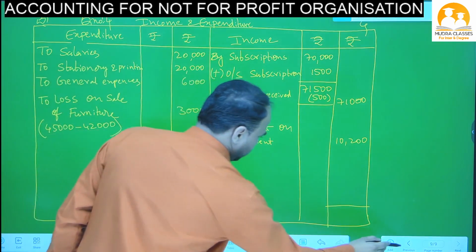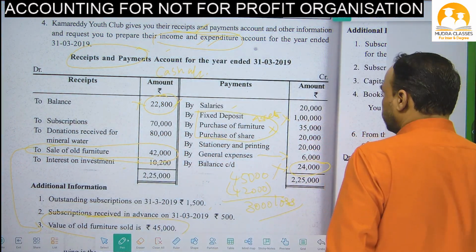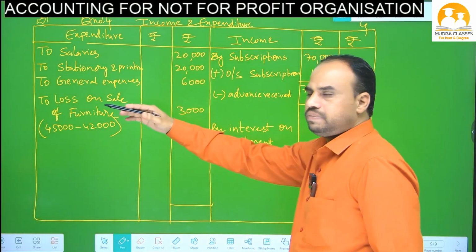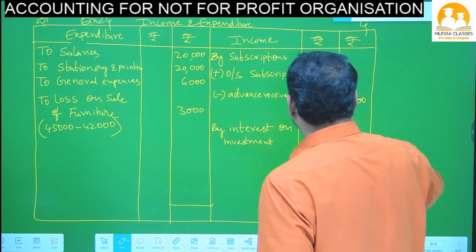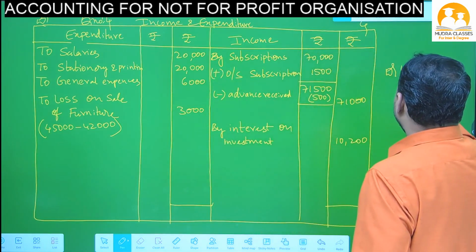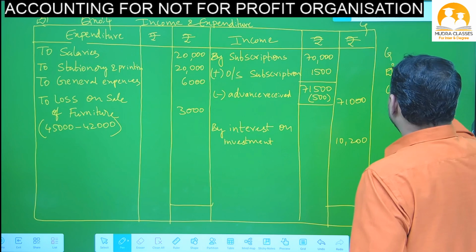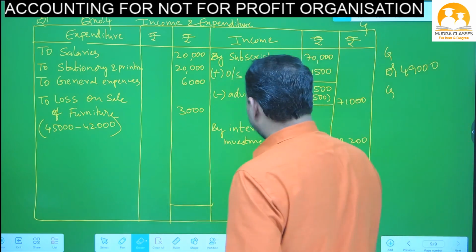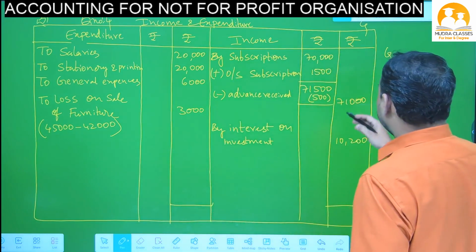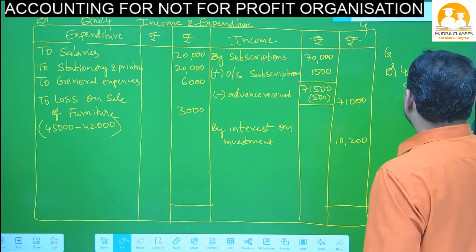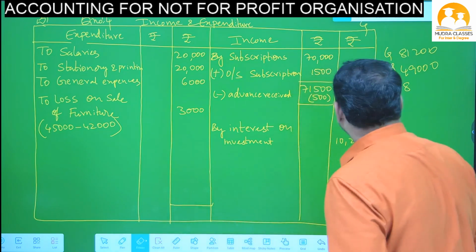Okay, I think with this all transactions are completed here. Now we have to close the account. Very simple. Do the debit side total, beta. The debit side total is 49,000 rupees. Now do the credit side total. The credit side total is how much, beta? 71 plus 10, 81,200.